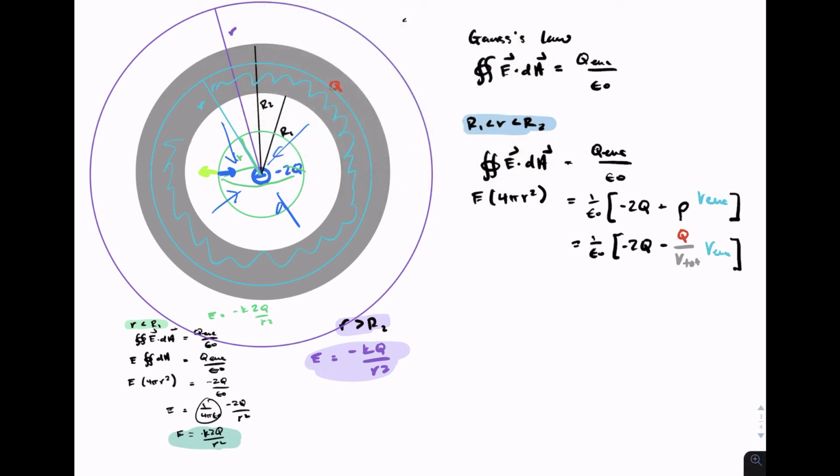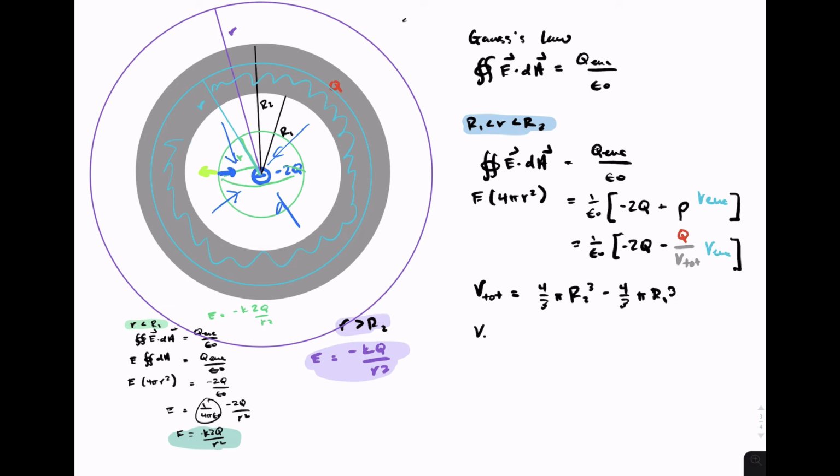So let's talk about what those volumes are, and this is where it gets a little bit ugly. Let's start with V total. What's the volume of the gray thing? Outer minus inner: the outer volume of the sphere minus the inner volume of the sphere, basically a ball minus a ball. So that's 4/3 pi R2, the big one, cubed, minus 4/3 pi R1 cubed.